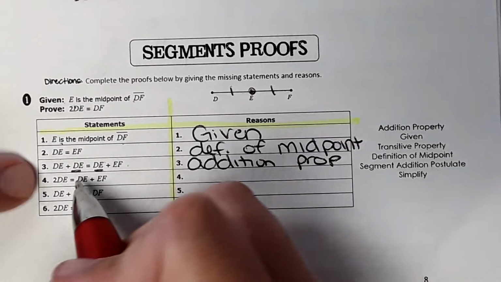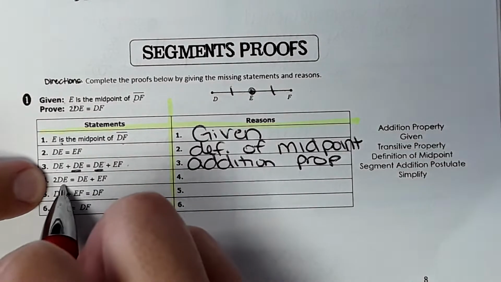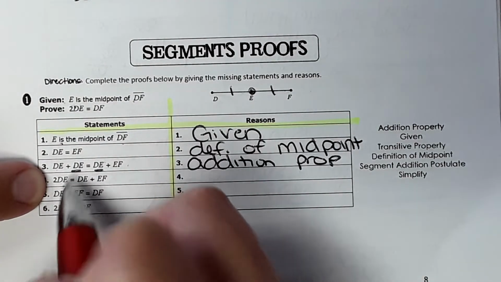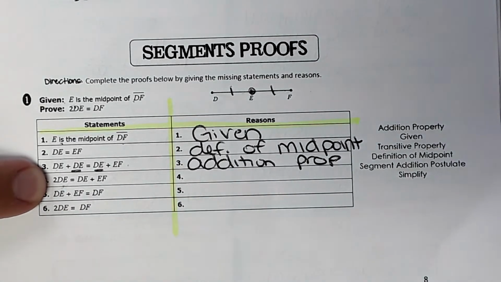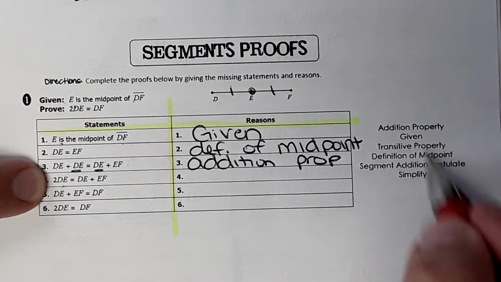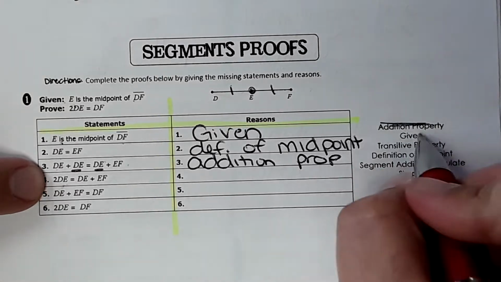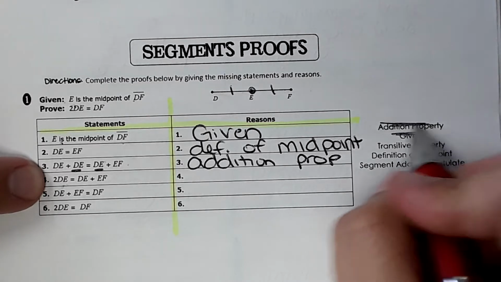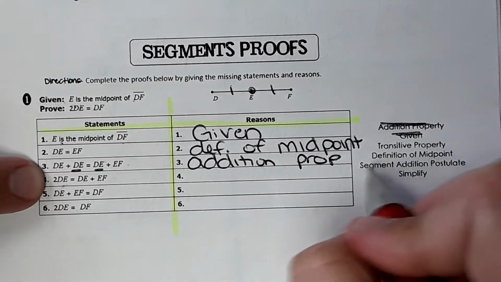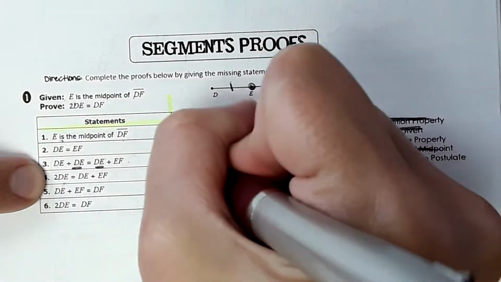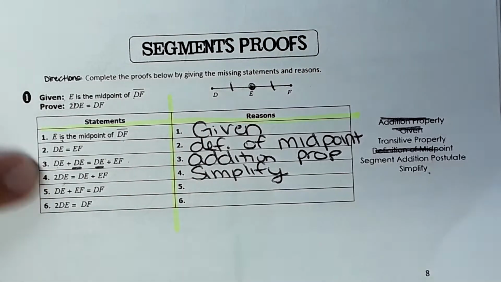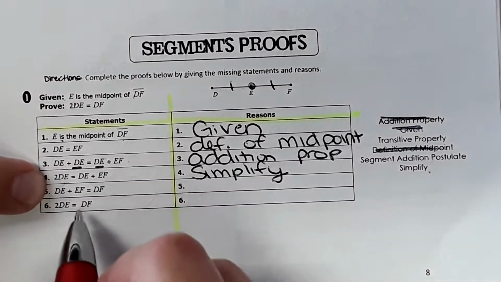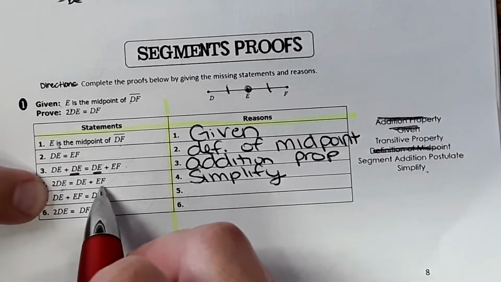For step 4, they combine their like terms to say that that was 2DE. Combining like terms could also be called simplifying or substitution. Looking at my answer choices over here, we used this one, we used given, we used addition property. Oh, wait, yeah, I crossed that one out. And definition of midpoint, simplify. I'm going to use simplify.